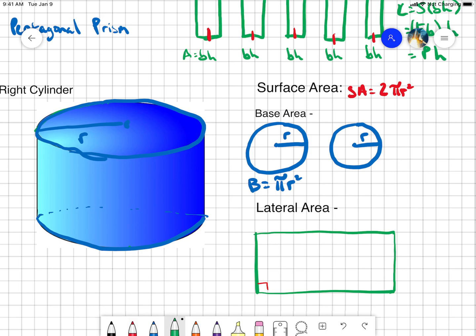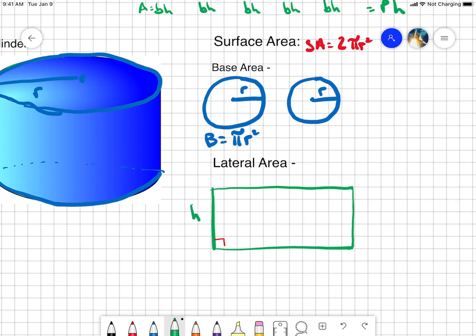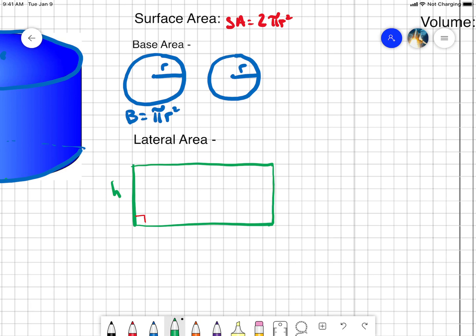Now, the height of this thing we're always going to need. But how do we find that top part? How do we find that other dimension? Since the area of this piece right here is equal to base times height, the problem is we need to find what this base is. Okay? Hold on.